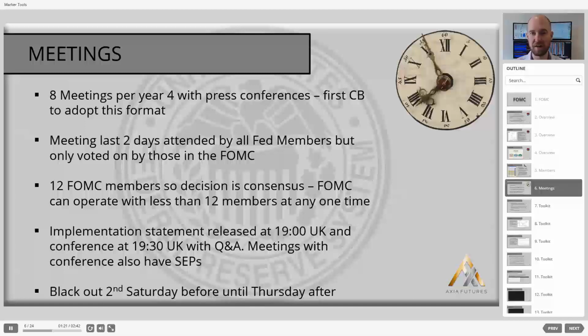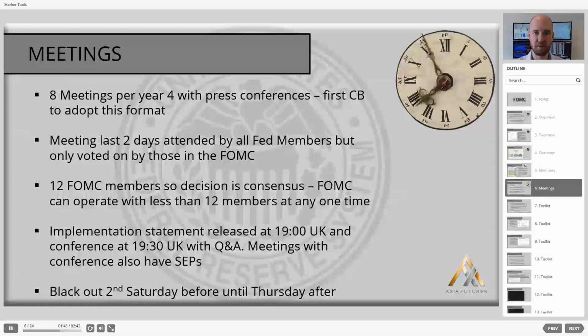Nonetheless, remember that they do still have influence, and you will often get statements from the non-voting members that start to build a story towards what the overall board is thinking. In terms of the actual release, you'll get the information straight against the implementation move.